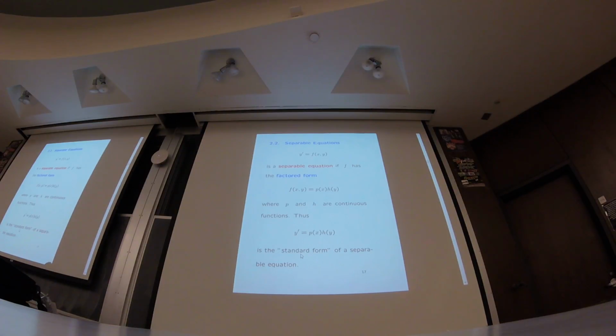Okay, so what's a separable equation? We start at the same point. We have y prime equals some function f of x and y. The equation is separable if this function on the right, f, can be factored into a function of x times a function of y. So a separable equation looks like this: y prime equals some function of x times some function of y. That's the standard form for a separable equation.